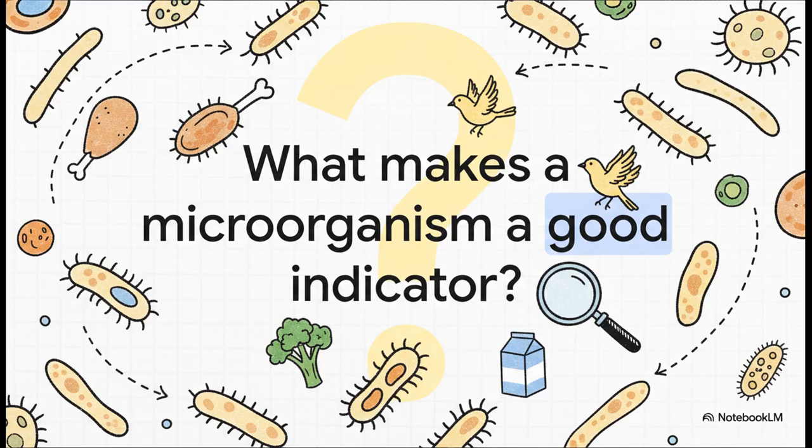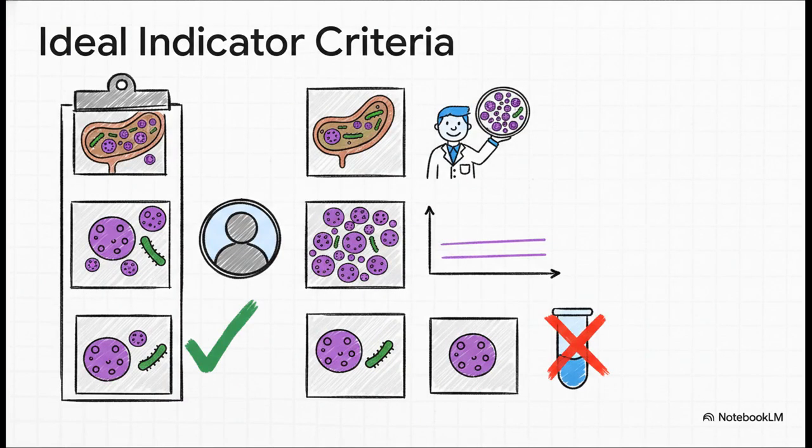Okay, so this leads to a pretty logical question, right? If we're going to put so much trust in these little microbial canaries, how do we pick the right ones? What exactly makes a microorganism a really good, reliable indicator? This is basically the wish list for the perfect indicator, and each point is super important. First, it has to live in the same place as the pathogen. A lot of nasty foodborne pathogens come from animal intestines, so a good indicator should also come from the gut. That shared origin is the whole reason this works.